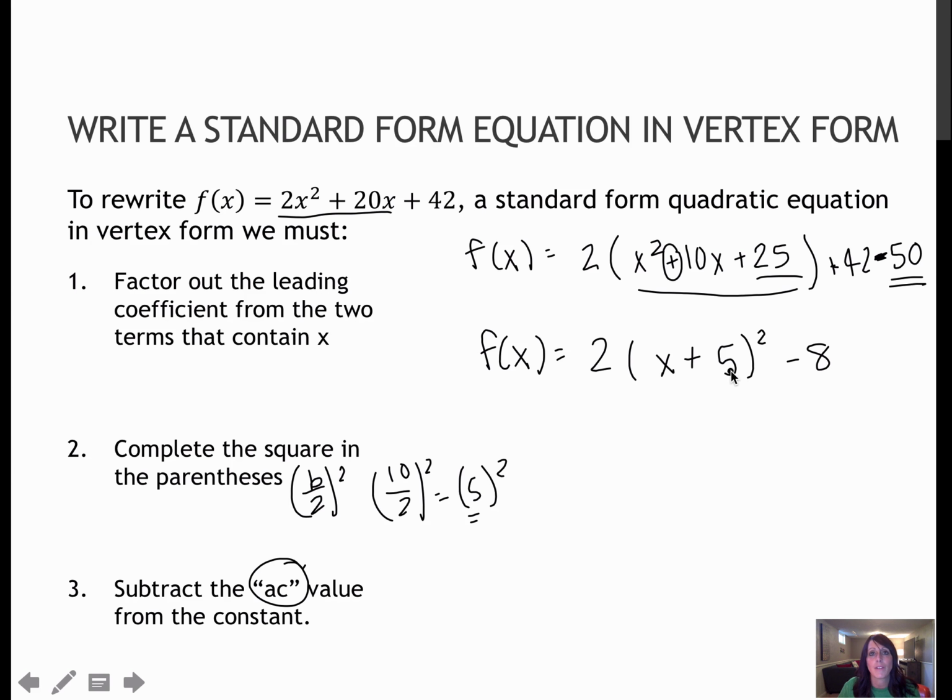So now I could graph this by starting at -5, -8, knowing that it would be pointing upward, and I could find my intercepts and then graph the function.